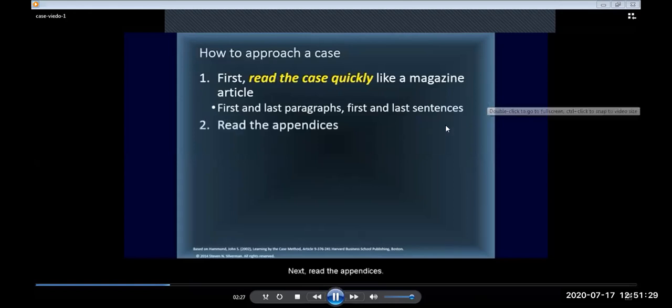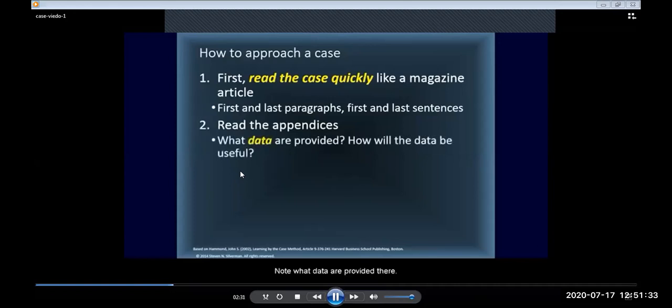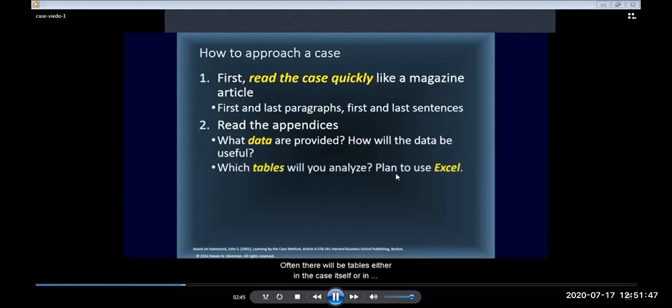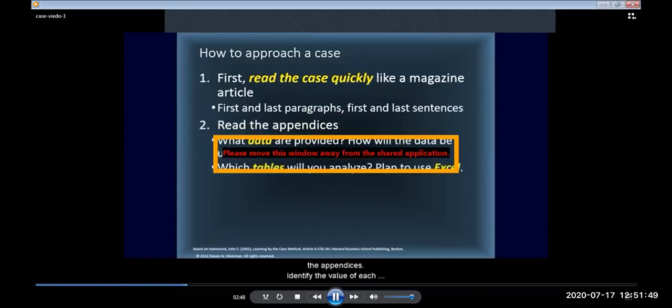Next, read the appendices. Note what data are provided there. Case writers usually include only things that are useful. Identify how each item in the appendix could help you. Often there will be tables, either in the case itself or in the appendices. Identify the value of each table and how it can help you with the issues in the case.